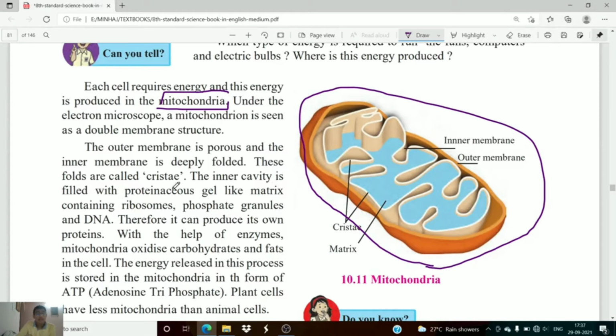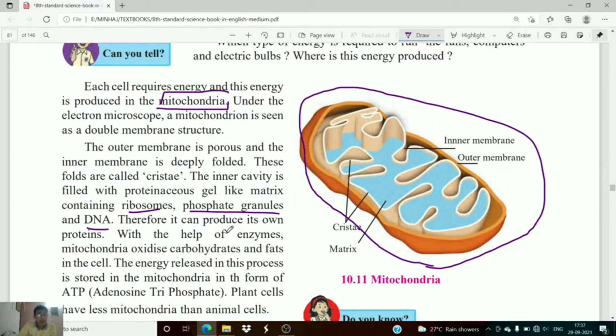The inner cavity is filled with a proteinaceous gel-like matrix containing ribosomes, phosphate granules and DNA. So inside the mitochondria, within the inner membrane, you will see the inner cavity. The inner cavity of this inner membrane is filled with ribosomes, phosphate granules and DNA, that is deoxyribonucleic acid.